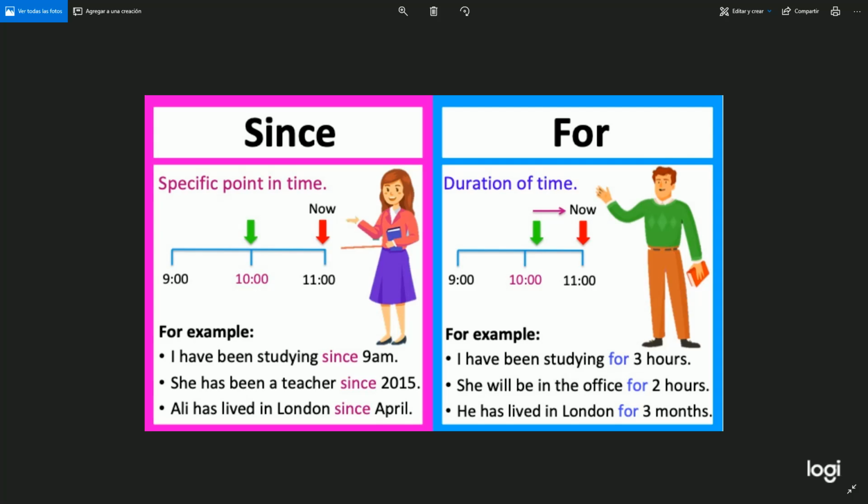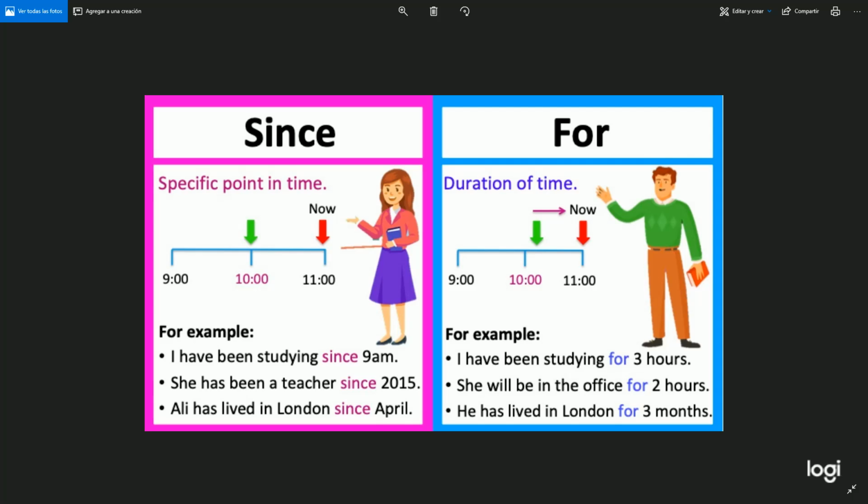So, she has been a teacher since 2015. You have a specific time in the past. You say, Ali, your teacher, has lived in London since April. A specific month. You say "for" when it is not a specific point of time. "For" is more related to duration of time.